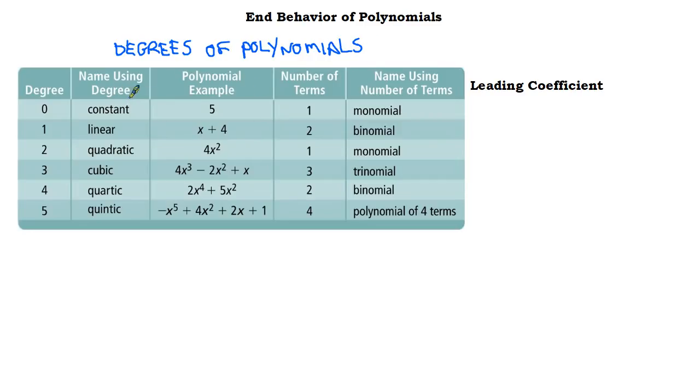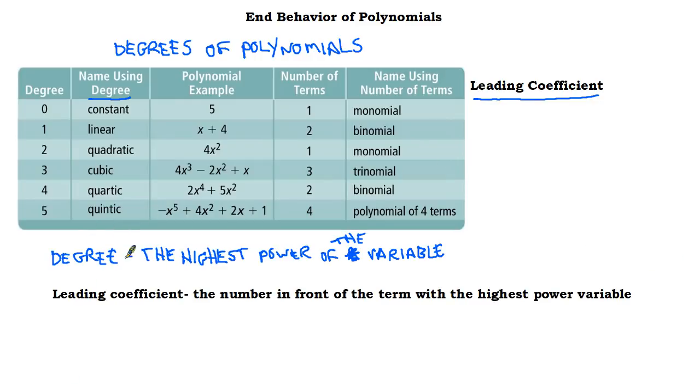One of them is the degree, and the other thing is the leading coefficient. The degree is the highest power. Sorry about that. I didn't want you to wait while I was writing all this out. The degree is the highest power of the variable in the polynomial, and the leading coefficient is the number in front of the term, the term with the highest power variable.